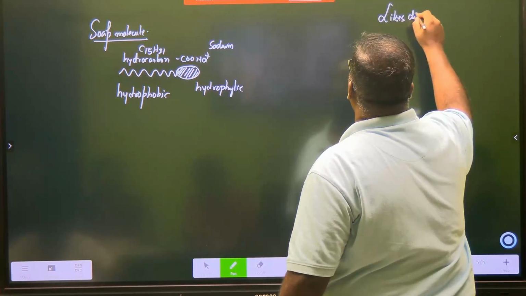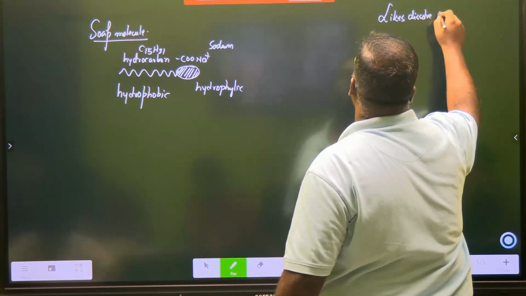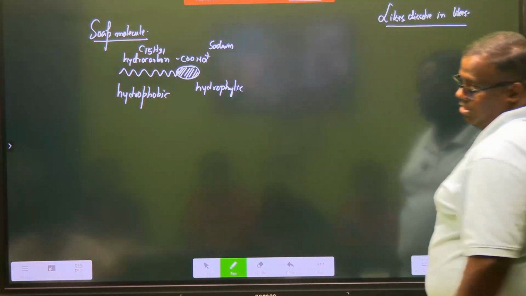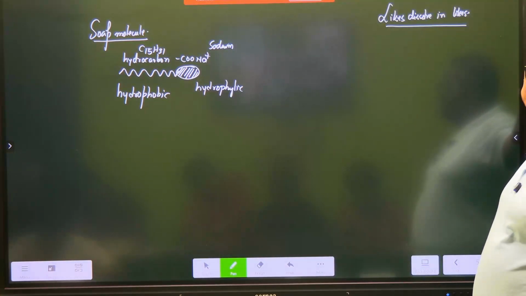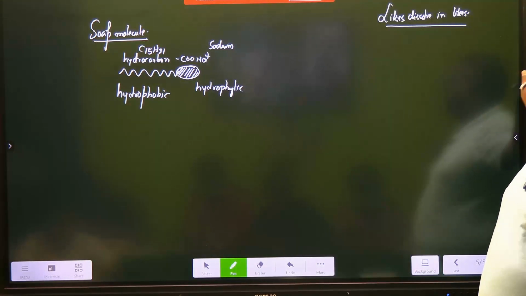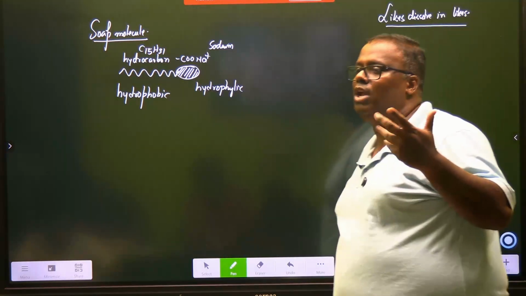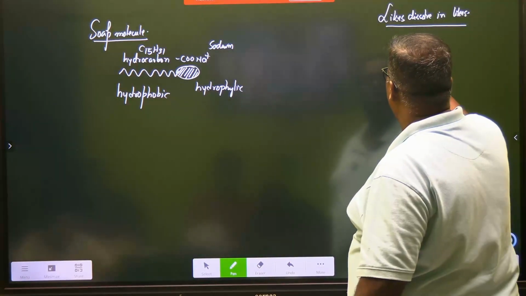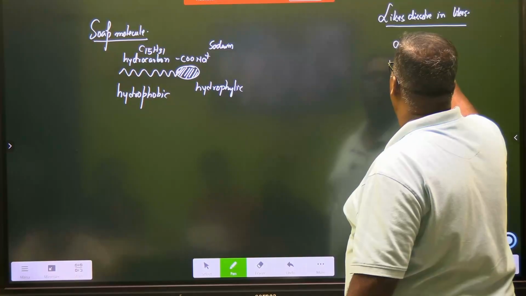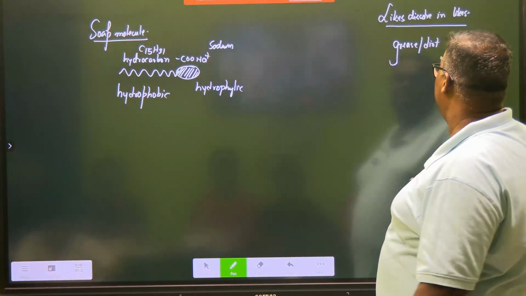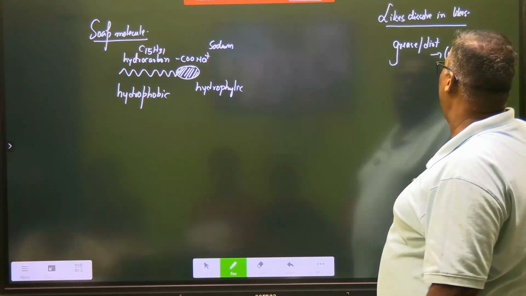Likes dissolve in likes. Remember this. If you are a crook and you go to a new school, you'll mix with the crooks only out there. Likes dissolve in likes. So what does this mean? This means that we usually have two types of solvents, polar and non-polar. So if you look at the collar of your shirt, that particular dirt we always call grease or dirt. Have you understood? Grease or dirt, beta, is something which is oily. Do you agree or not?